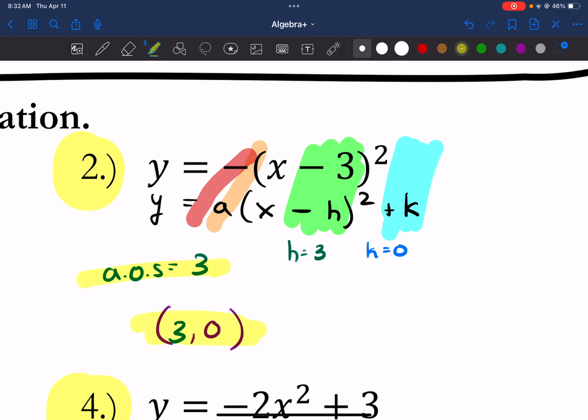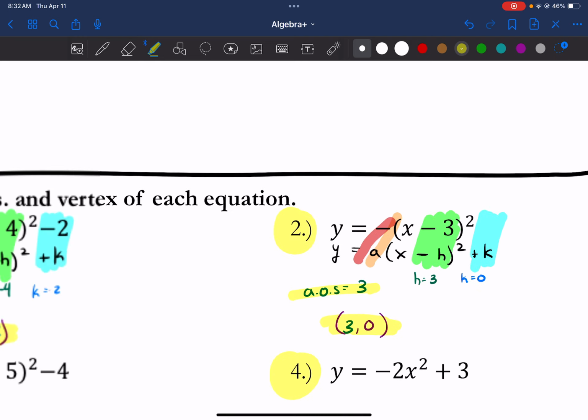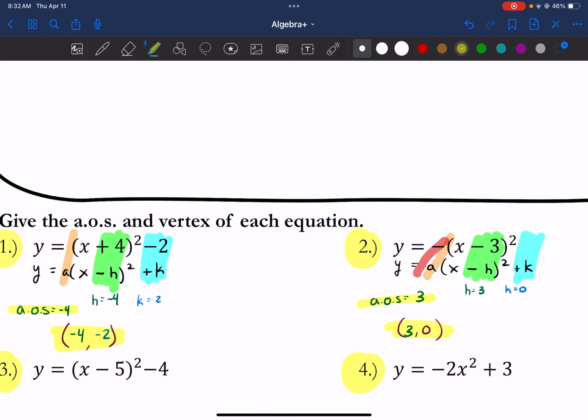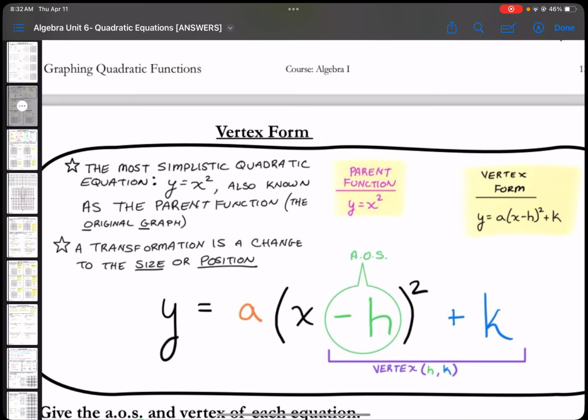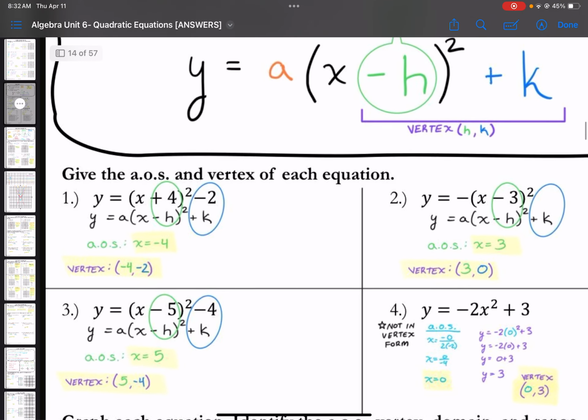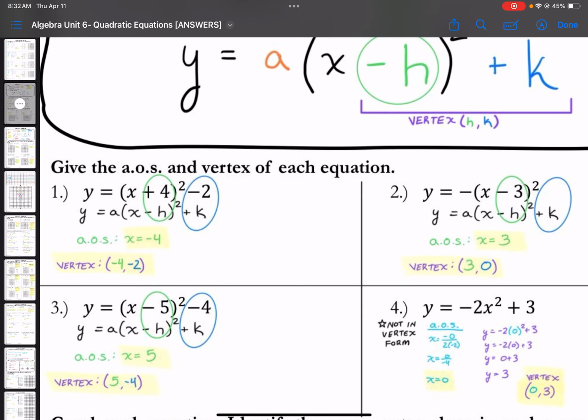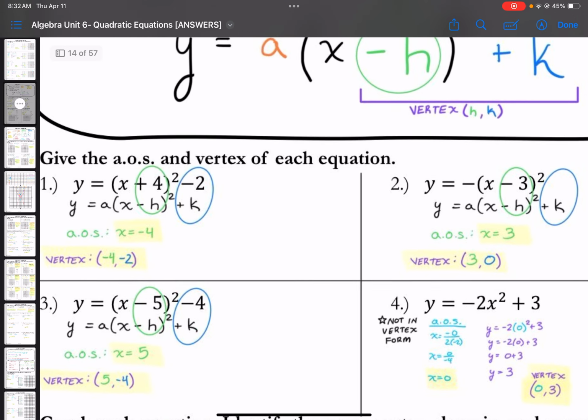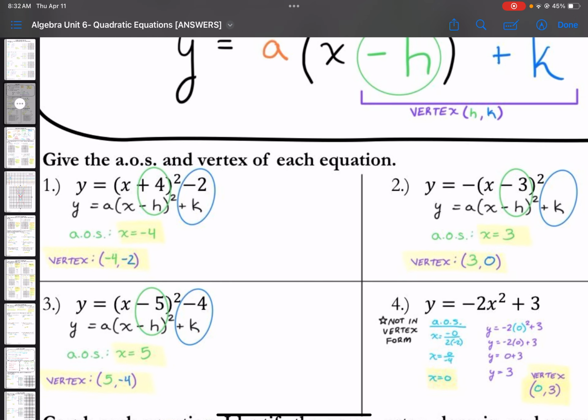Go ahead and try number 3 and see if you can do number 4 before you check your answers. Now that you've done number 3 and 4, number 4 you might have struggled with. You're like, wait, is it in vertex form? Well, it kind of is, it kind of isn't. If it isn't, you can just solve the AOS like we did when we had it in standard form. If there's no parentheses there, or maybe there's no h, so it's 0 for h, which is exactly what we get for the AOS here. And then our k is 3.